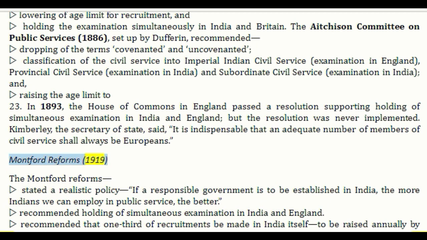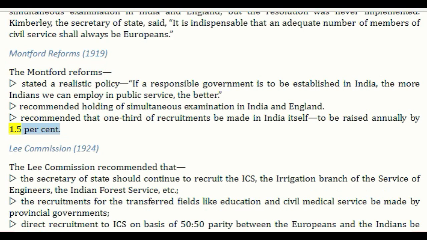Montagu-Chelmsford Reforms, 1919. The Montagu-Chelmsford Reforms stated a realistic policy: if a responsible government is to be established in India, the more Indians we can employ in public service, the better. It recommended holding of simultaneous examination in India and England. It recommended that 1/3 of recruitments be made in India itself, to be raised annually by 1.5%.